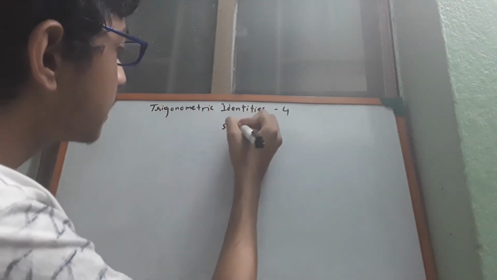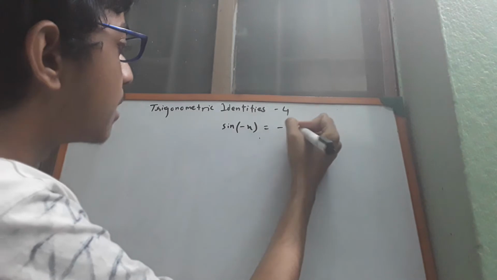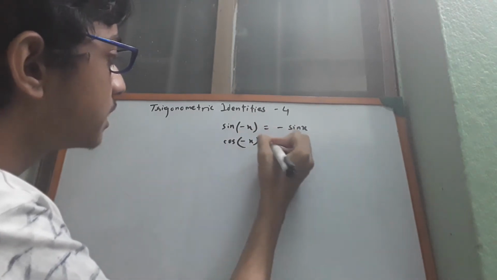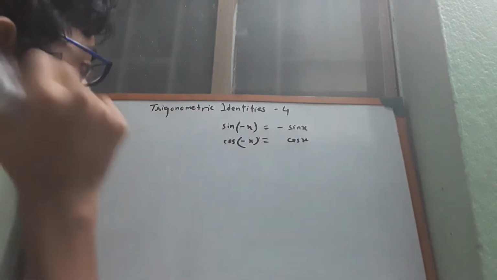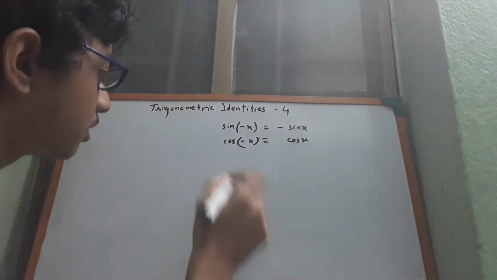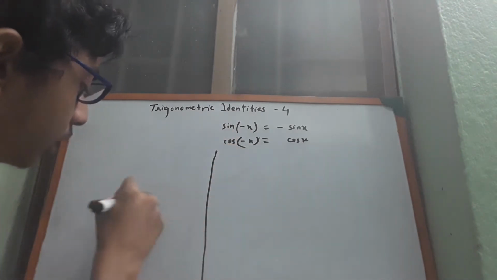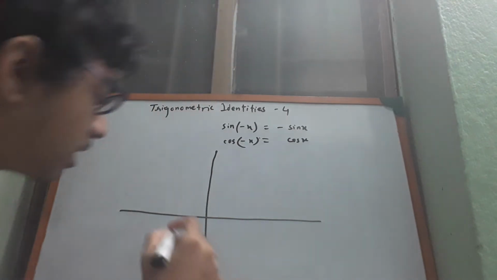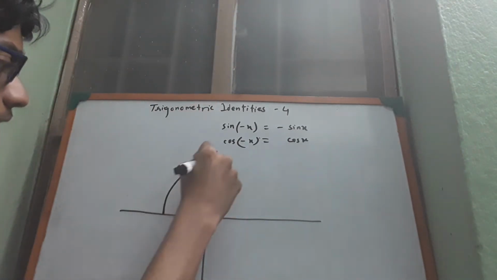I've already discussed that sine of minus x is minus sine x, but cos of minus x is just cos x, it's not minus cos x. Why? The derivation of this is also important. I already told you, whenever you're dealing with trigonometry, the concept of the unit circle is very important. So for instance, we have a unit circle here.